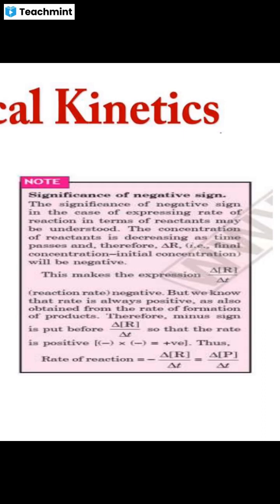That is already explained. So where we use a negative sign and where we use a positive sign, that is the average rate expression. We can express it in terms of the change in the concentration of the reactant upon time.